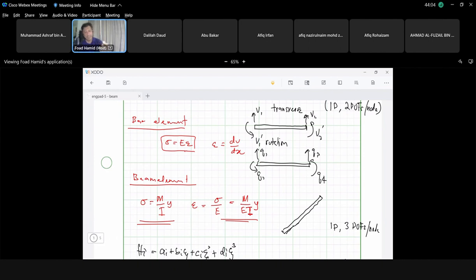So just like a truss element, we need to do some transformation. So this is the idea behind frame element. It's just a beam element at an angle plus some truss element. So it's a combination of beam plus truss element. That's why the 2 degrees of freedom will come from the beam and 1 degree of freedom will come from the truss. So it's 3 degrees of freedom.